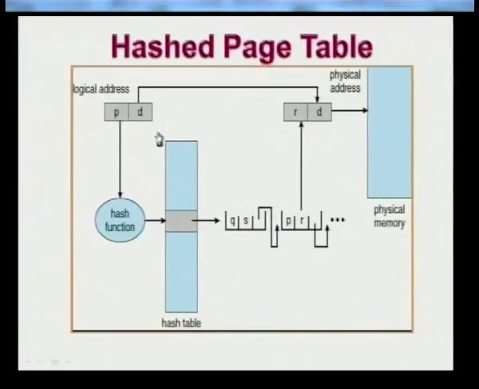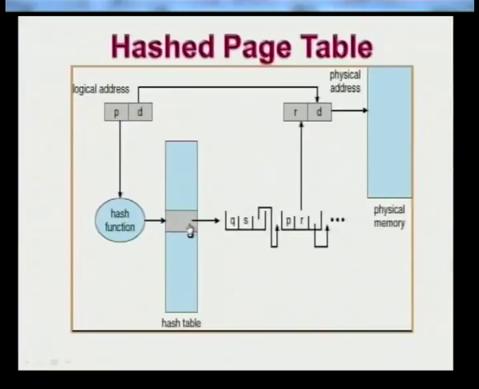This is the logical address, which has the combination of P and D. D is saved for future use as such, and this P is given as input to a hash function by the hashed page table algorithm. The result of the hash function gives you the entry into a hashed page table.